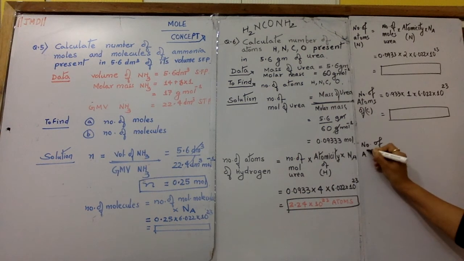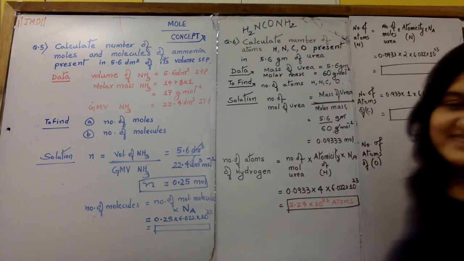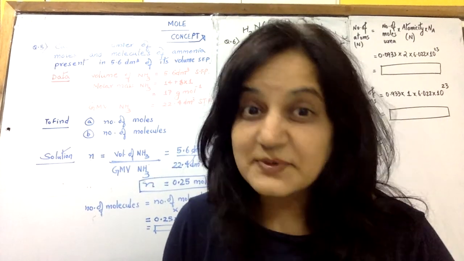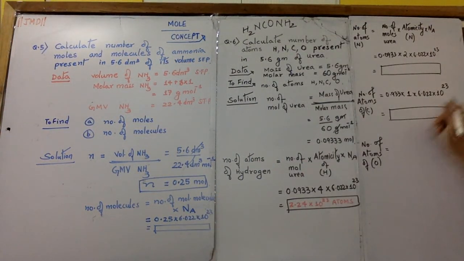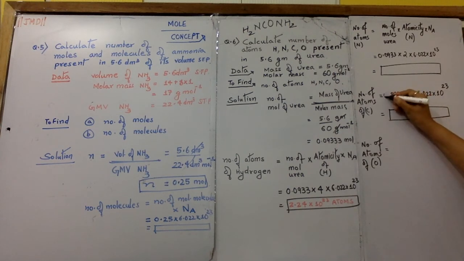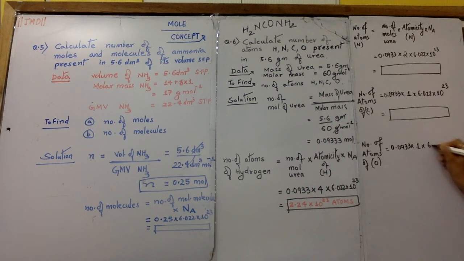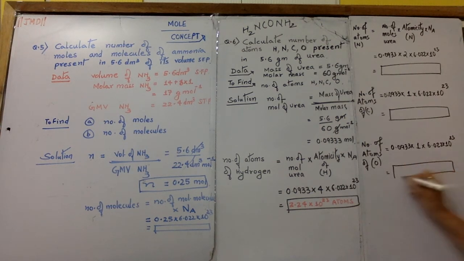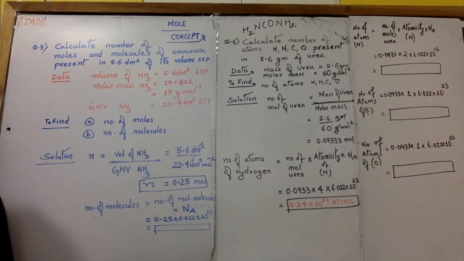Similarly, number of atoms of oxygen. You want me to tell the answer? Some people are looking at me. Do you want the answer? No, I will not give the answer. Find it on your own. 0.0933 into 1 into 6.02 into 10 raised to 23. Correct? You can find the answer on your own.